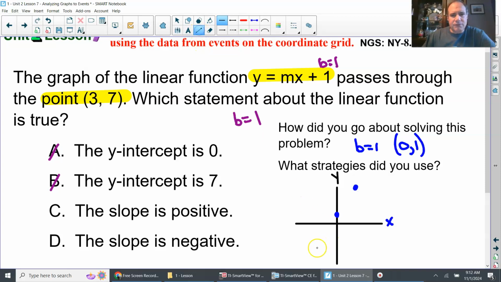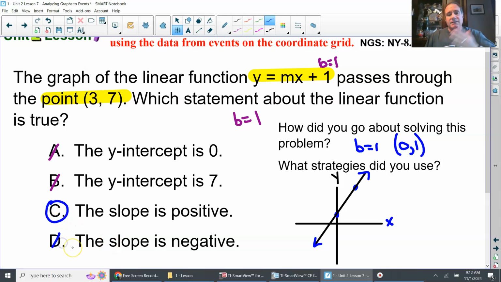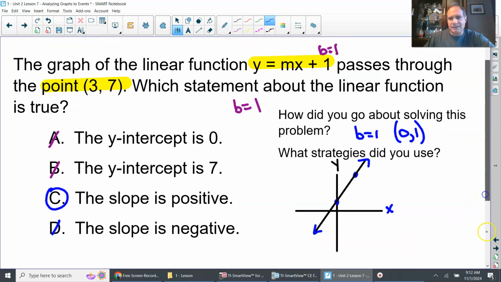So there's the line that the two points create if you connect them, and I'm going to put arrows on the ends even though it's my sketch. What is that slope, positive or negative? It is positive. That's it. Simple. Just remember the y-intercept is given, a point is given, you could sketch it, and this one is history.